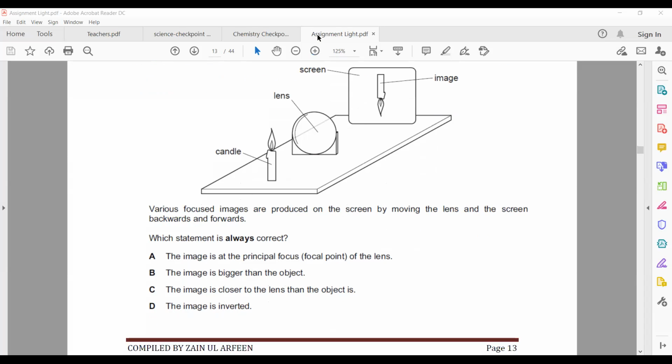D is the right answer. Real images formed by a convex lens are always inverted. That's always true. The image is closer to the lens? It depends on the position of the object. If the object is away from the lens, the image will be closer to the lens. If the object is closer to the lens, the image will form away from the lens. But D is always true, that the real image on the screen is always inverted.